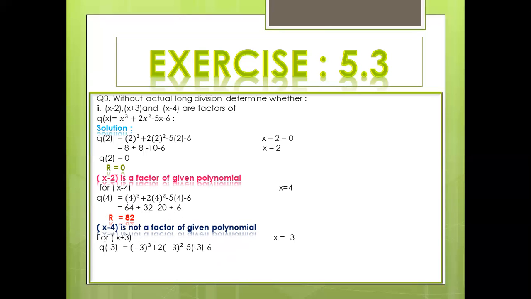Now is the turn of the last factor, which is x plus 3. Instead of x you write minus 3. When we put minus 3 in the polynomial, we get 0. The remainder becomes 0. It means that x plus 3 is a factor of the given polynomial. This is according to the definition of the factor theorem.